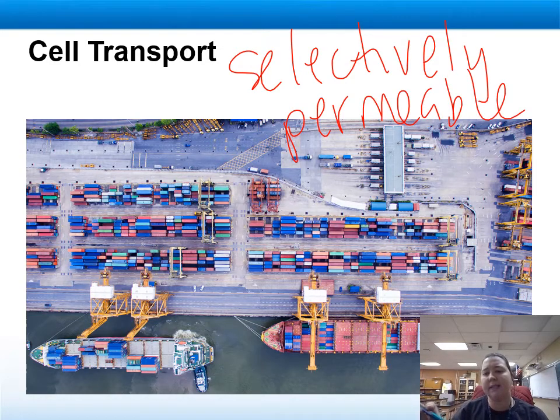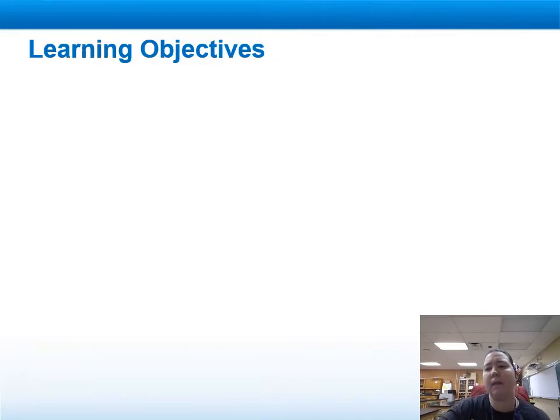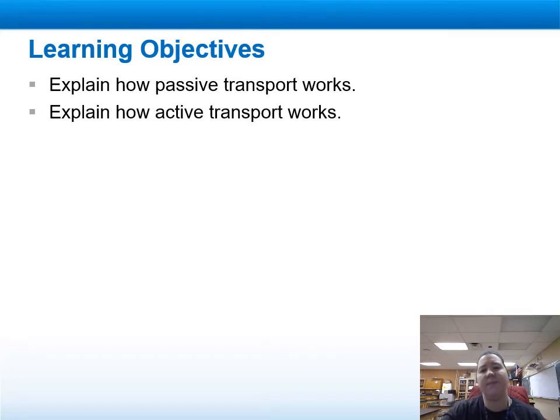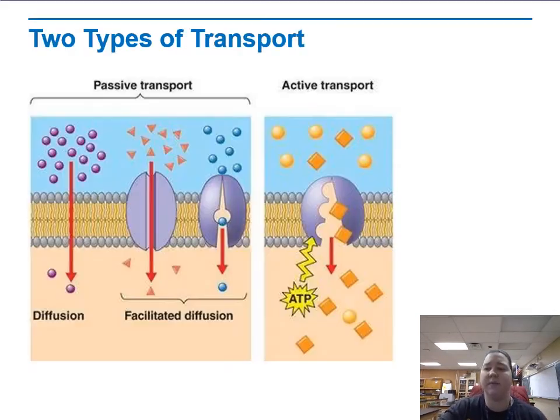Selective permeability is the fact that it lets some things through, but not everything. It's the gatekeeper for the cell. It's what helps keep the cell intact, keep the cell healthy. So we're going to talk about how it's selectively permeable in this lecture. Learning objectives. Explain how passive transport works. Explain how active transport works.